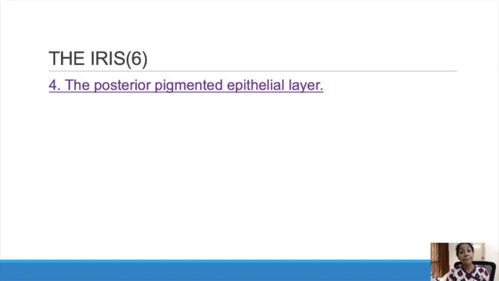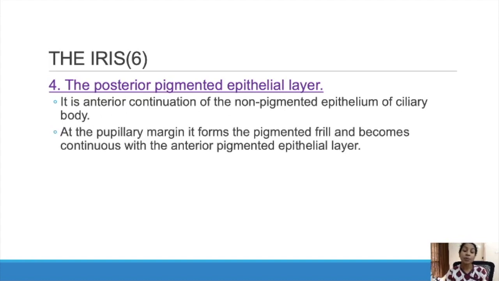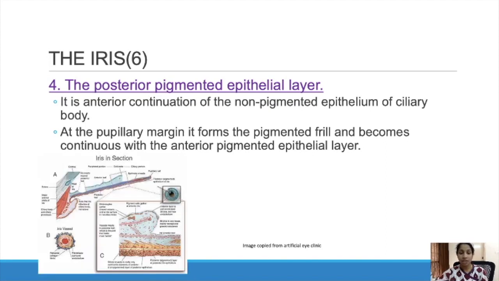Next comes the posterior pigmented epithelial layer. It is the anterior continuation of the non-pigmented epithelium of the ciliary body, and at the pupillary margin it forms the pigmented frill, and becomes continuous with the anterior pigmented epithelial layer. And that's about the iris. So 4 layers are there. First one is the anterior limiting membrane, second one is the stroma, third one is the anterior pigmented epithelial layer and fourth one is the posterior pigmented epithelial layer.